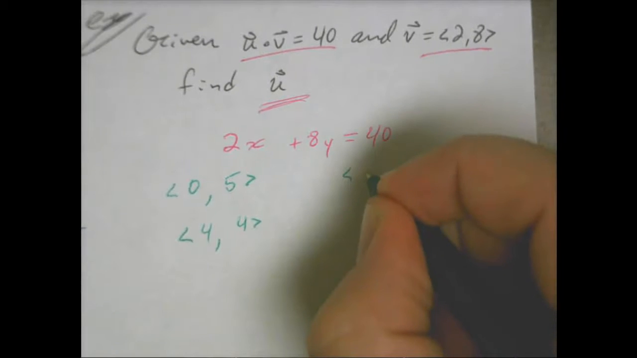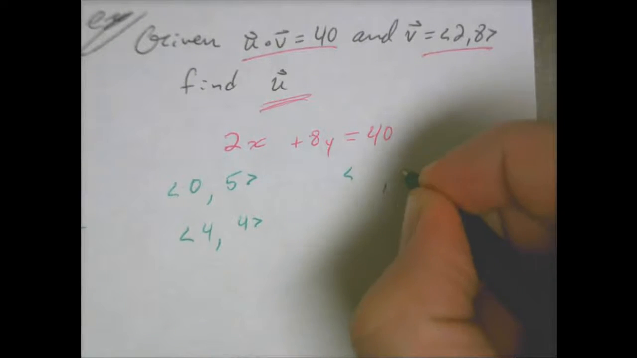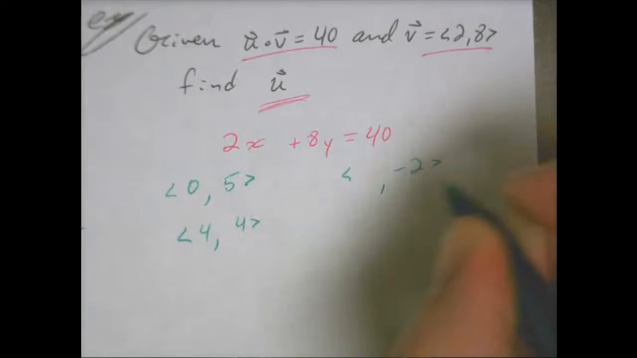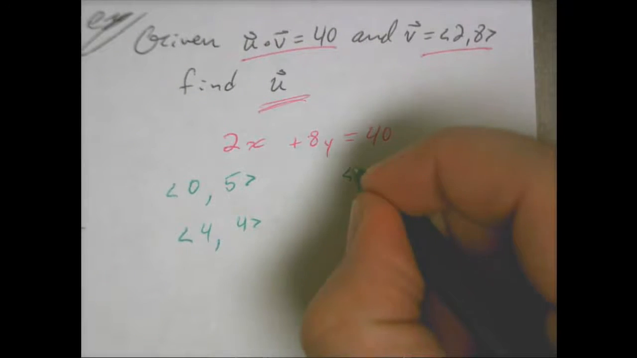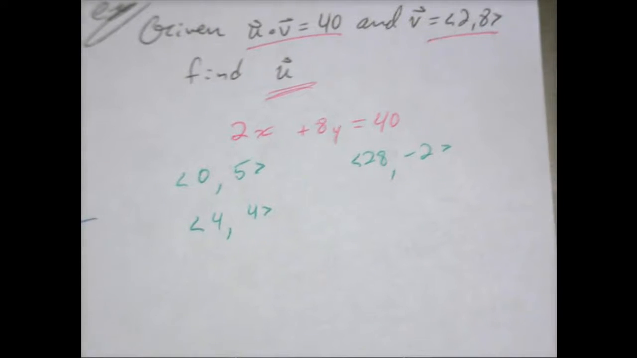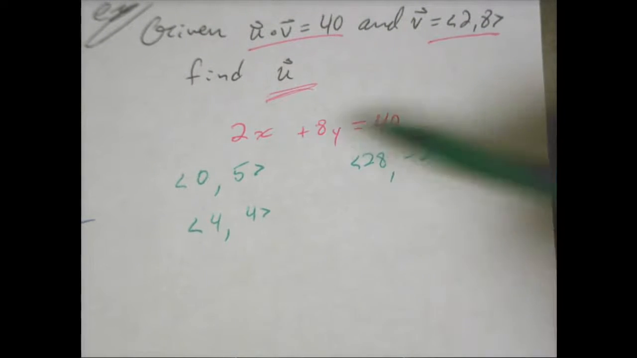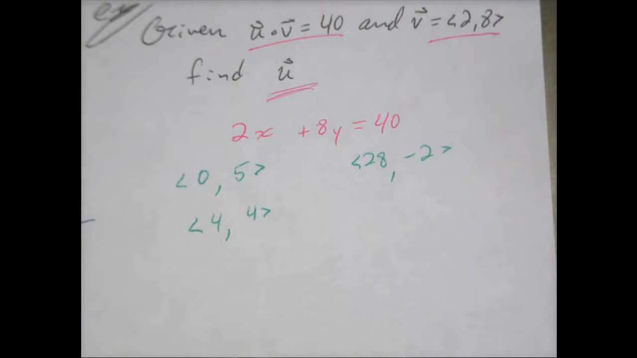Say I choose, I don't know, negative 2, that would give me negative 16, so I would have to add 56 to that, so this would be 28, right? Or you could do it the other way. I'm choosing to do the y's first because that is with the larger number, and it just makes it a little bit easier. Lots of different ways you can do this. Just find something you think will work, and have a happy day.